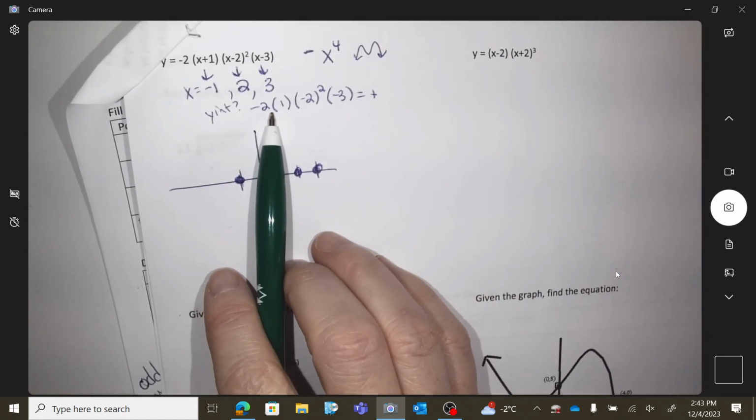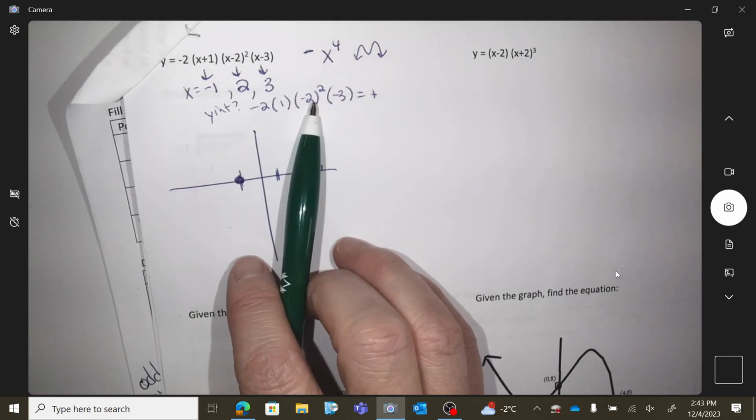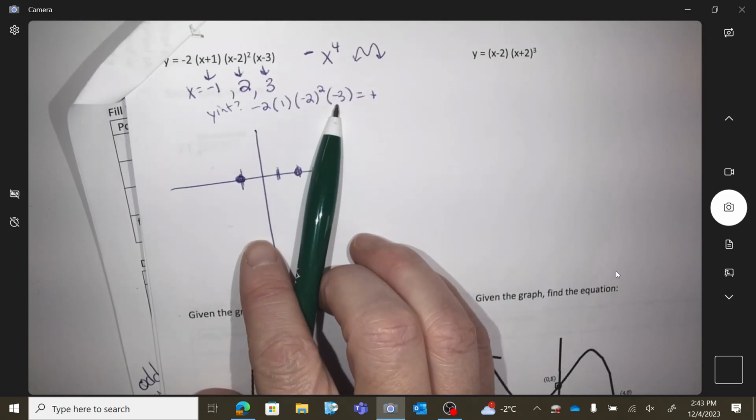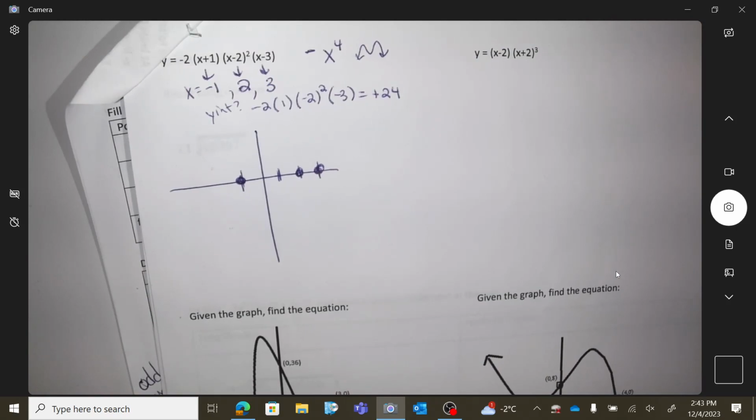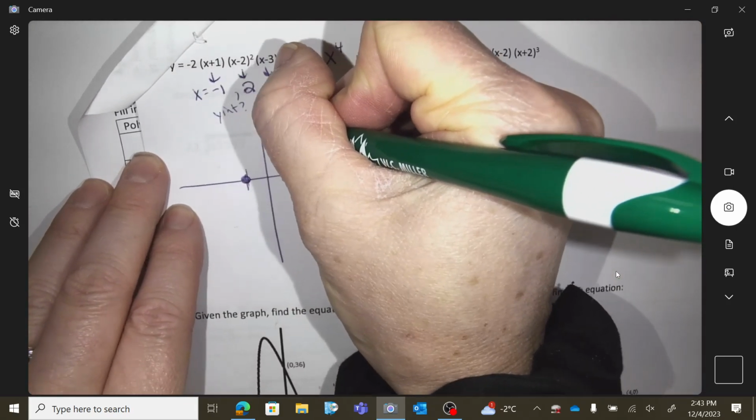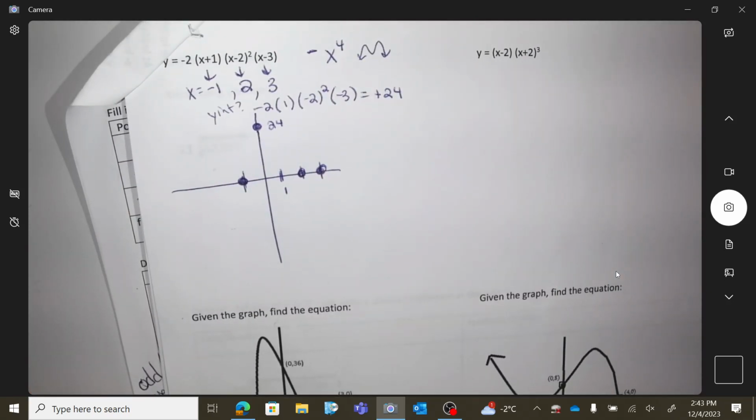Ready? So there's a 2 here times another 2 and a 2. What are you up to now? 8. 3 is 24. See, no calculator. We did it. Okay, I'm just going to put 24.